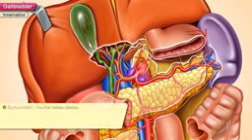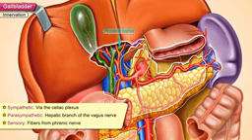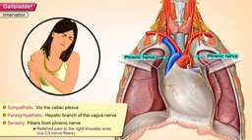Innervation. Sympathetic via the celiac plexus. Parasympathetic via the hepatic branch of the vagus nerve. Sensory. Fibers from the phrenic nerve, hence referred pain to the right shoulder area via C3 nerve fibers.